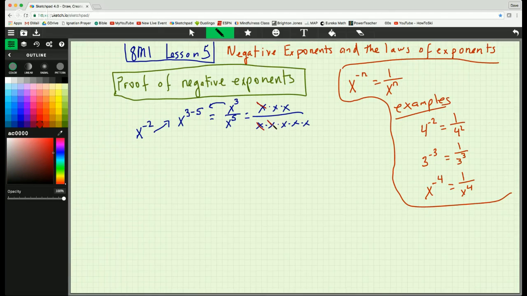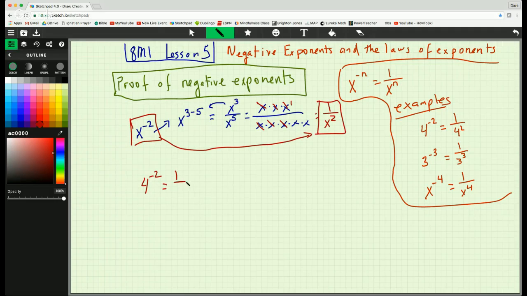Cancel, cancel, cancel, cancel, cancel, cancel. Got a 1 left on top, and so we have 1 over x squared. So I have shown you that x to the negative 2 is equal to 1 over x squared. I haven't really proved it. I kind of showed you with a solid example, but you can do this to prove that 4 to the negative 2 is equal to 1 over 4 squared. You could do it the exact same way.